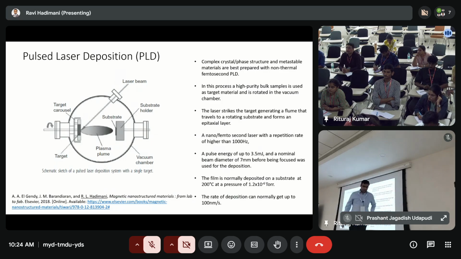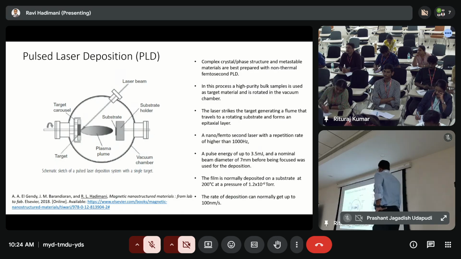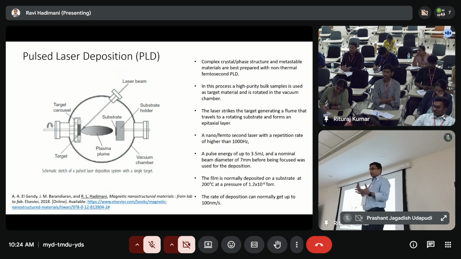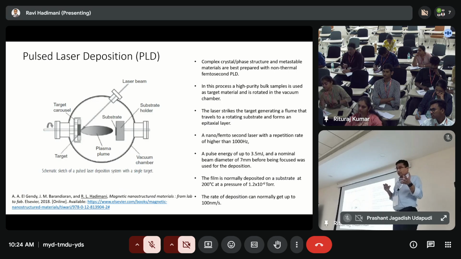So pulse laser deposition, as the name suggests, it's a laser and it's pulsed, right? So a laser, as you are aware, can have very high energy. The energy can be so high that you can literally ablate metal surfaces and take out particles of a metal. Depending on the type of the laser, you can take off large chunks of material or fine particles.